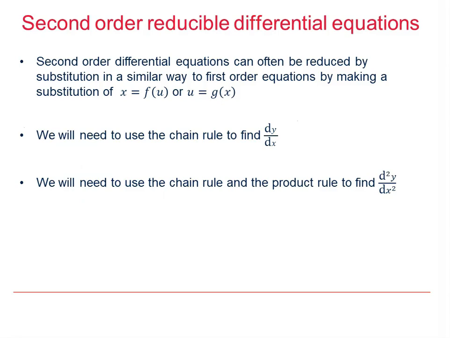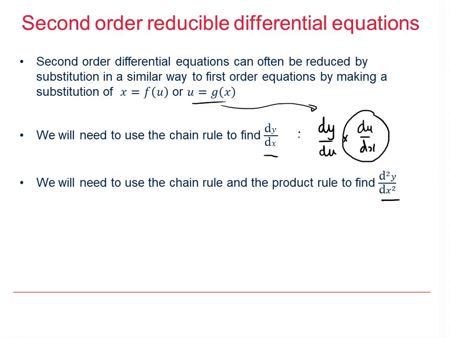Now in doing this, we'll often be given equations such as x equals f of u, so a function of u, or u is a function of x, as the substitutions. And we need to be able to get expressions for dy by dx and d2y by dx squared. Now to get dy by dx, we can use the chain rule. So dy by dx will be dy by du multiplied by du by dx. And that du by dx we can get from the functions x is f of u or u is g of x.